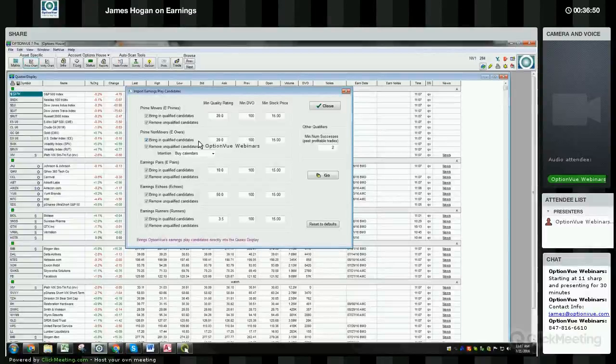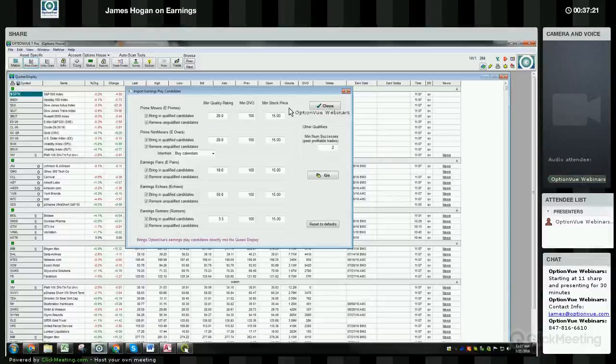And then here, this minimum quality rating is it has to have an average return of 20% or more. The other qualifier I want to point out over here is that over the past 2 years, it has to have had at least 2 profitable trades. You can up this to 8. You can up it to 6. A lot of people will do 4 or 5 or 6 because maybe they want to get some more high quality candidates to come in.